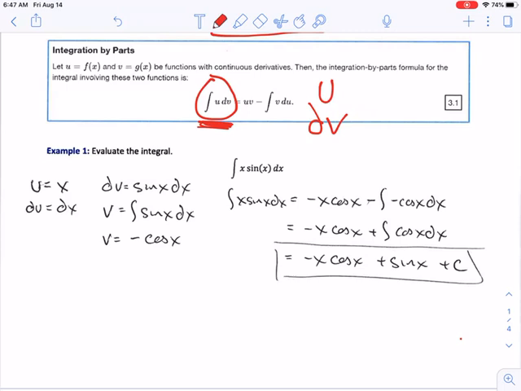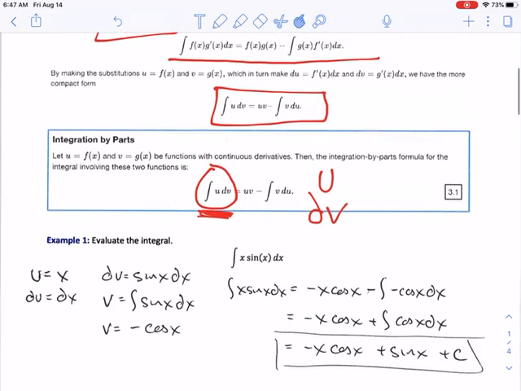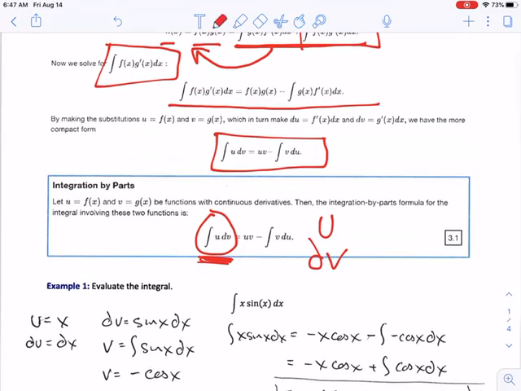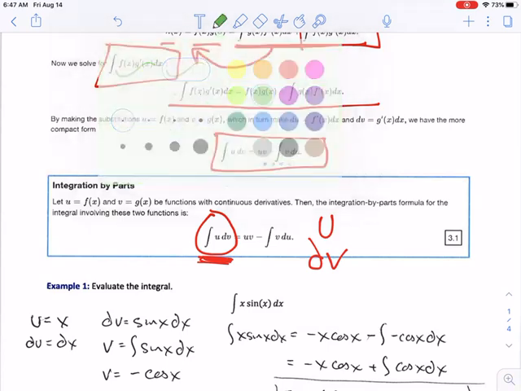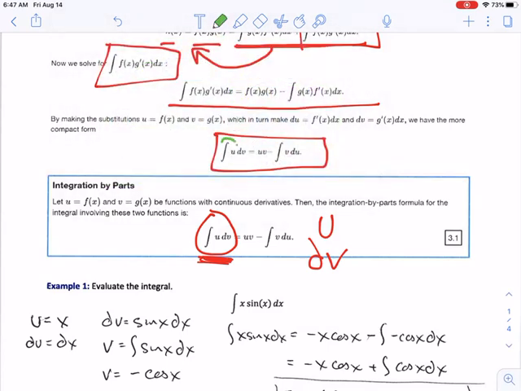And so what we need to do is figure out what u is and what dv is. Now, u stands for some function that we're calling u. So if we go back to this, you'll see that u here was taking the place of function f. Now, which function we call f doesn't really matter. We just need to call u one of our basic functions.